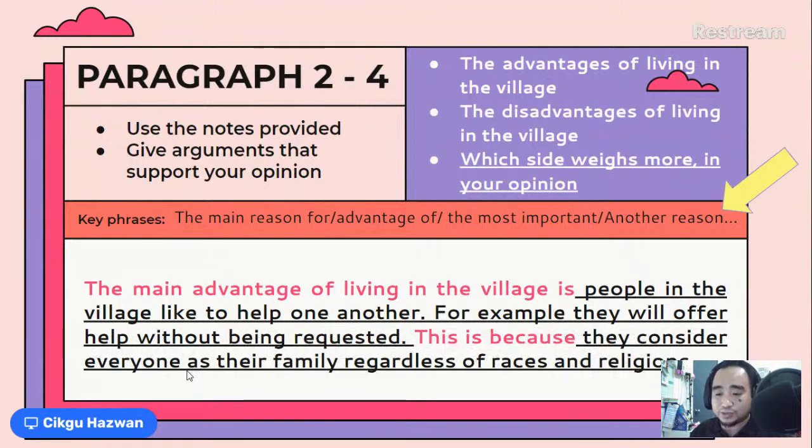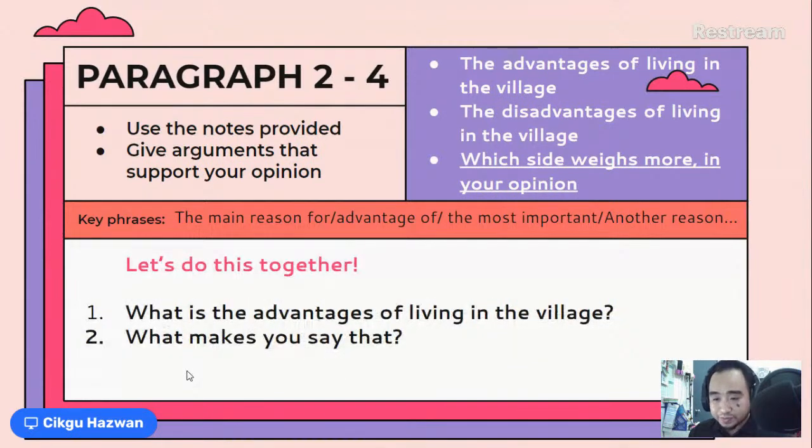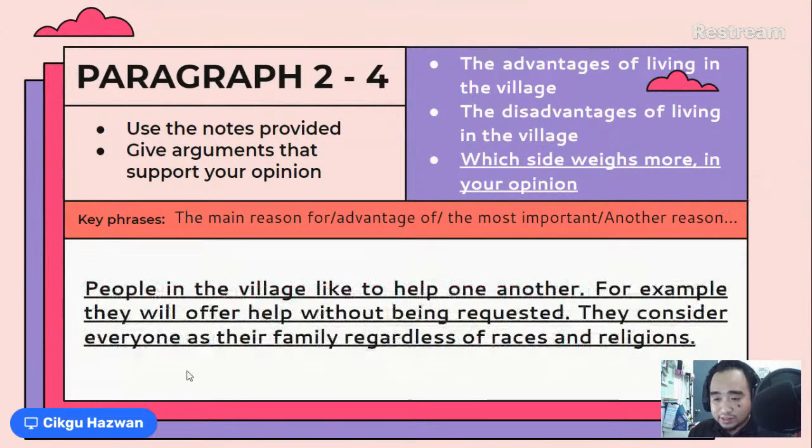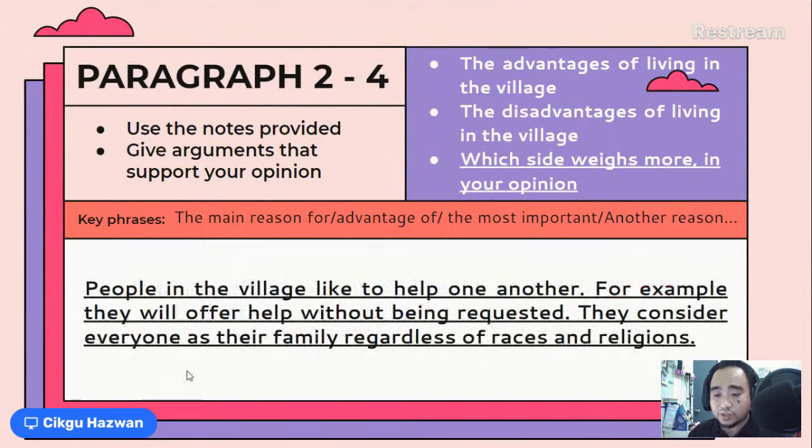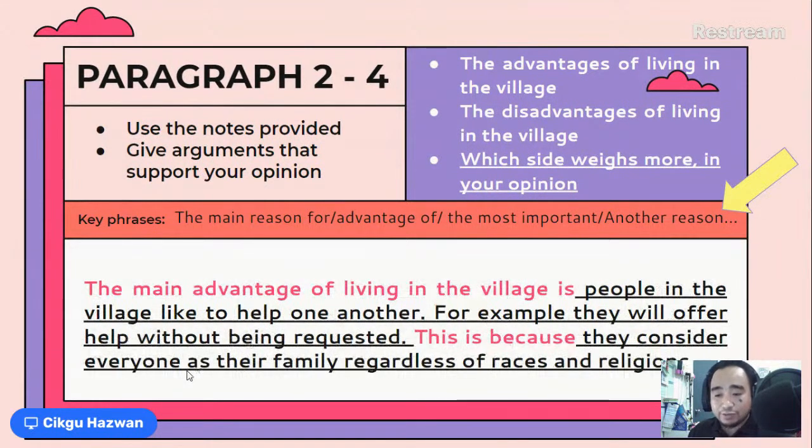So yeah, we can just put a reason. This is because they consider everyone as their family regardless of races and religion. So you can see that this is already a paragraph describing one advantage of living in the village. Okay. So from one sentence like this, from these 2 questions, finally we improvise, and improvise. So that is the step of writing.